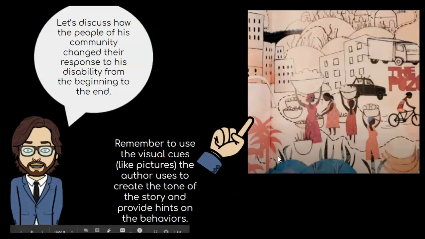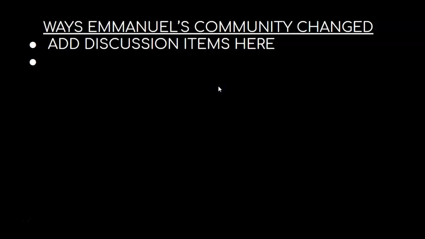Okay, so if we continue here, let's now discuss how the people of the community changed their response to his disability from the beginning of the story, like some of the examples we talked about, to the end. Okay, and you can see him riding his bike and their reaction here. So think, how did Emmanuel's community change? We really want to focus on how characters change over the course of a book, and that's something that we do as fifth graders. So pause and out loud say this to somebody. How did the community change? Pause.